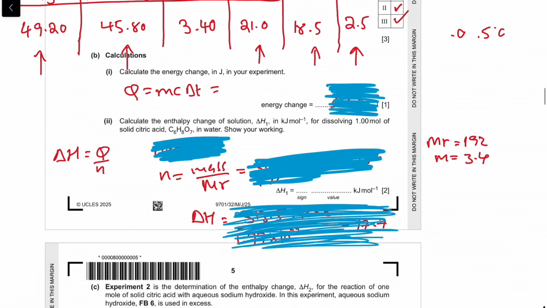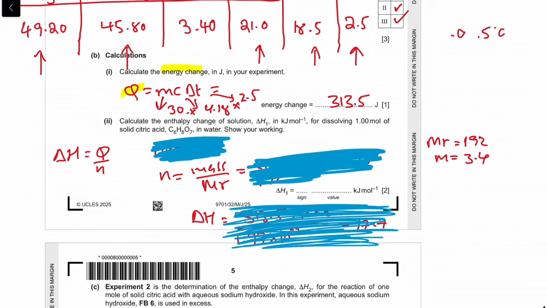Then it says to calculate the energy change. Okay, so energy change represented by Q is equal to mcΔT. m is the mass of the thing being heated, so our water, our 30. Okay, c is our fixed specific heat capacity, 4.18, and ΔT is our temperature change, which was 2.5. Multiply these 3 together, and what you get is 313.5 joules.